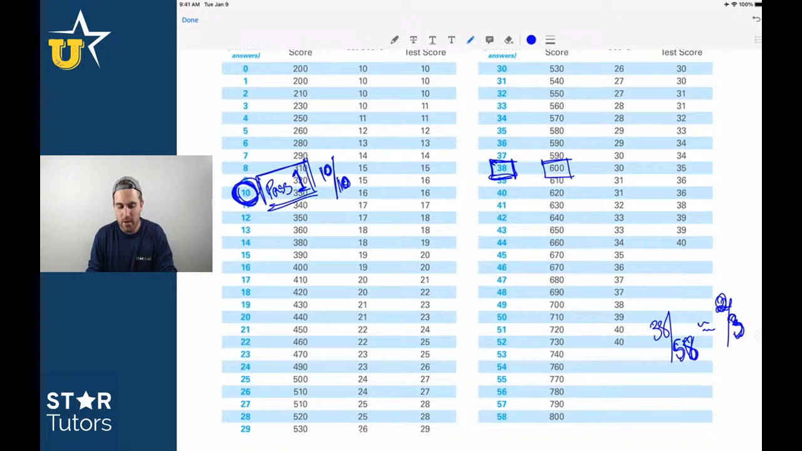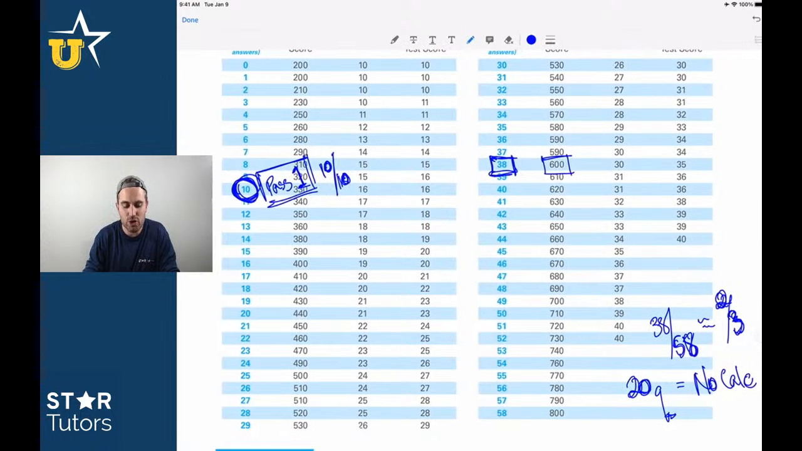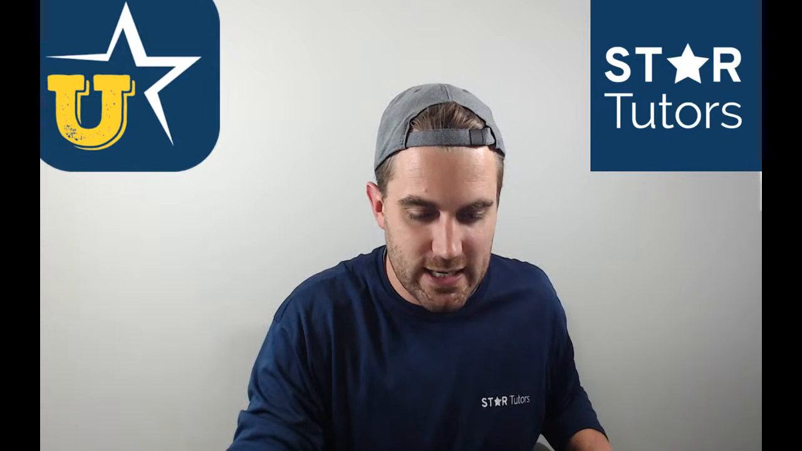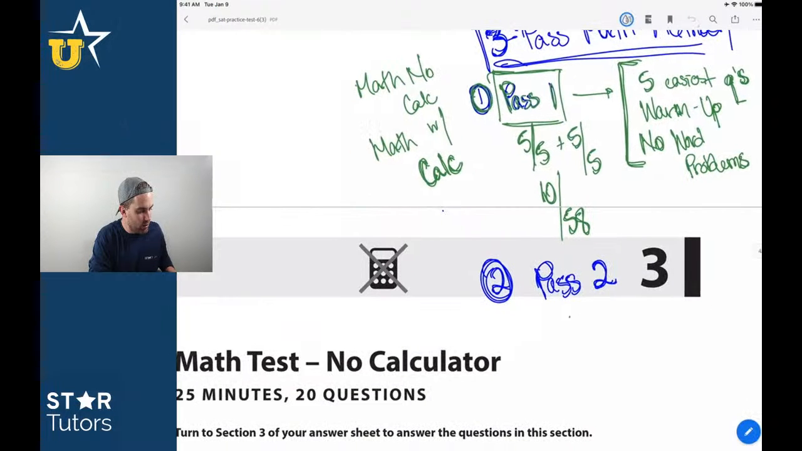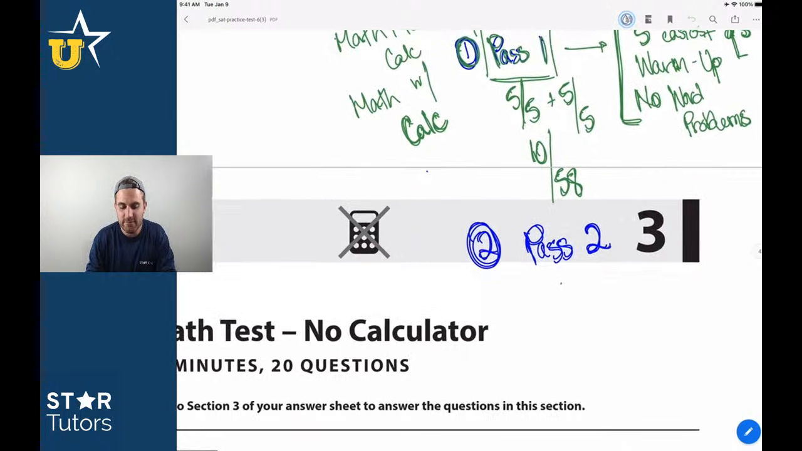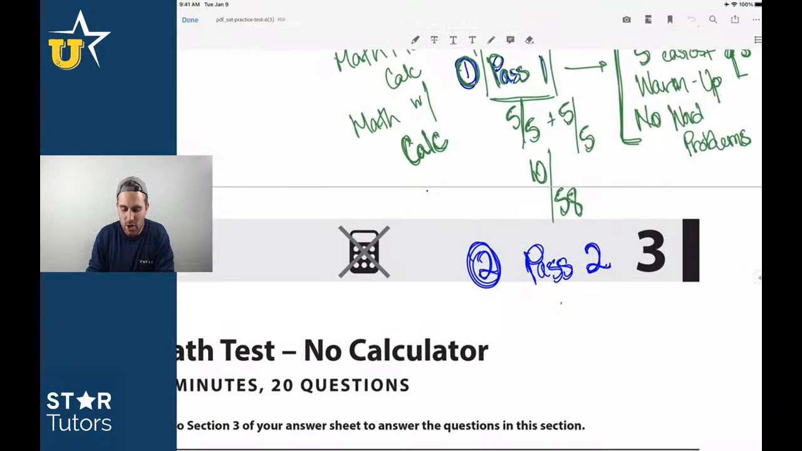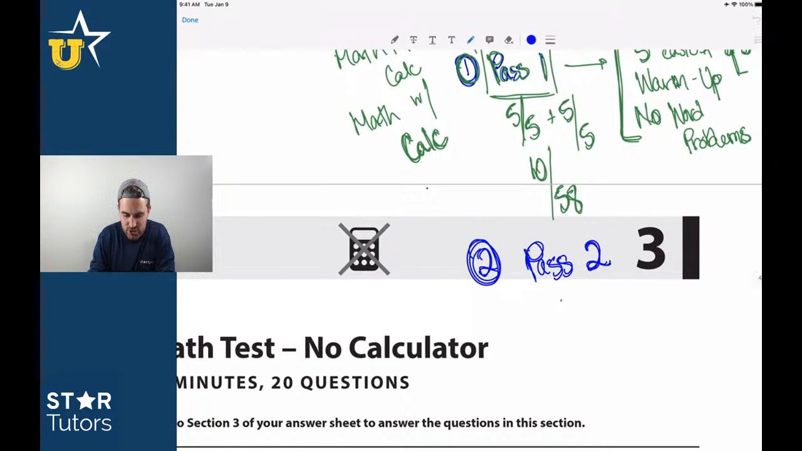There are 20 questions on the no calc section. Does that make sense, guys? 20 questions on no calc. So if we know we need to get 2/3 of those questions right, we're going to try to shoot for 13 questions. So now if we go back to our actual test 6, what we're looking for here is 5 out of 5 on pass 1, and if we're trying to get a 600 on the math test, our goal then for the no calc section, very task-oriented, right?